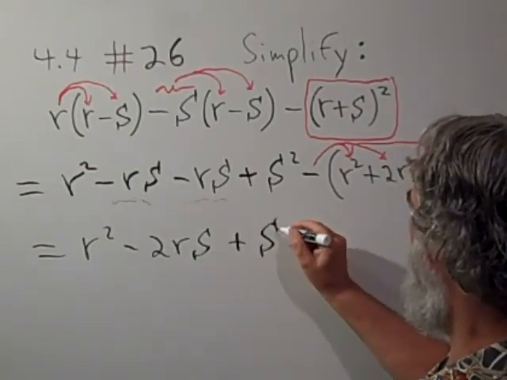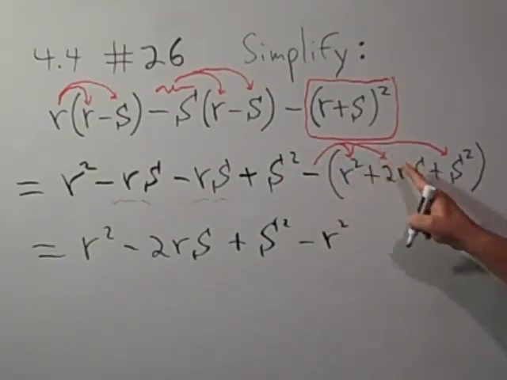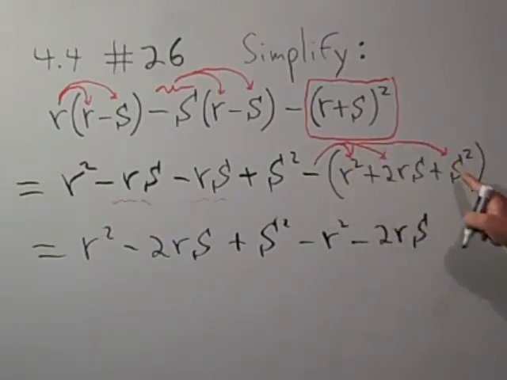Plus s squared. Then minus distributes to the r squared, so minus r squared. Minus distributes to the 2rs, so it's minus 2rs. And the minus distributes to the s squared, so it's minus s squared.